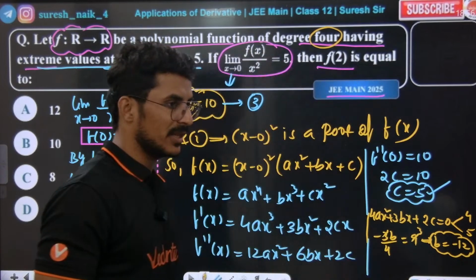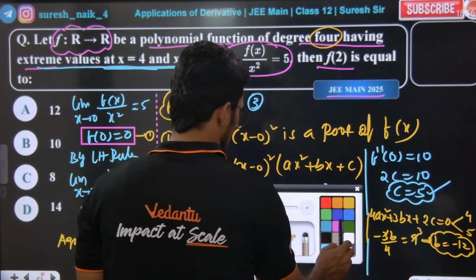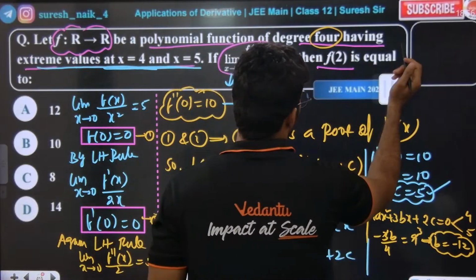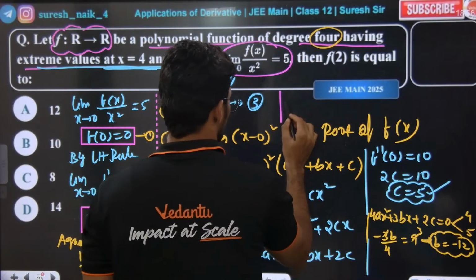B value is minus 12. Are you getting the point or not? Tell me. 100% yes, sir. Now the next part. One minute. Now listen to the class.